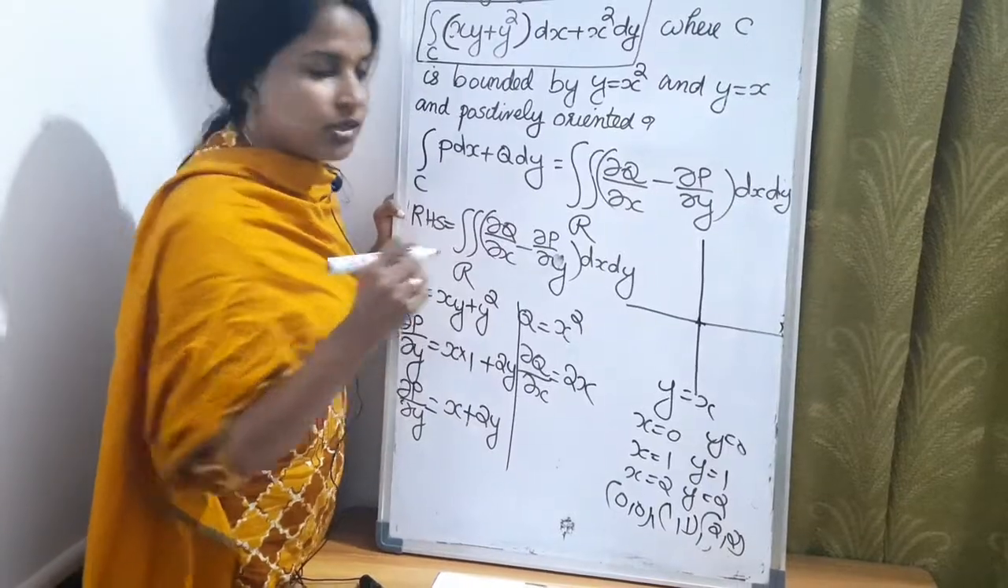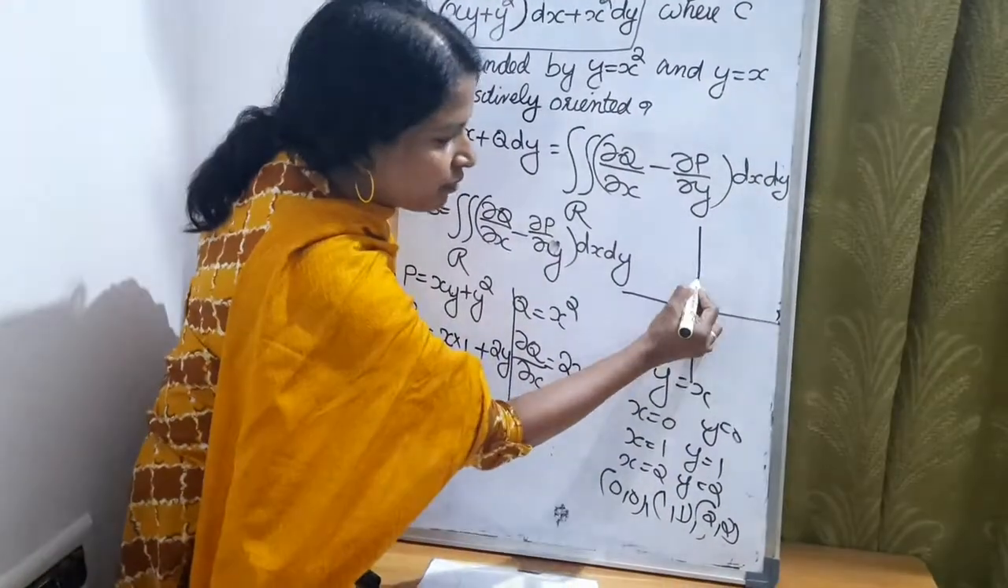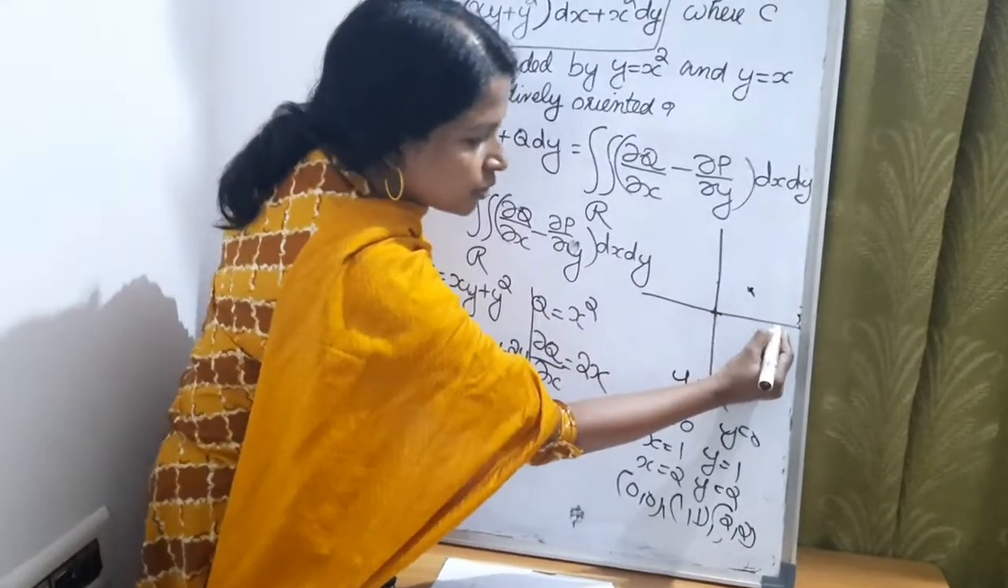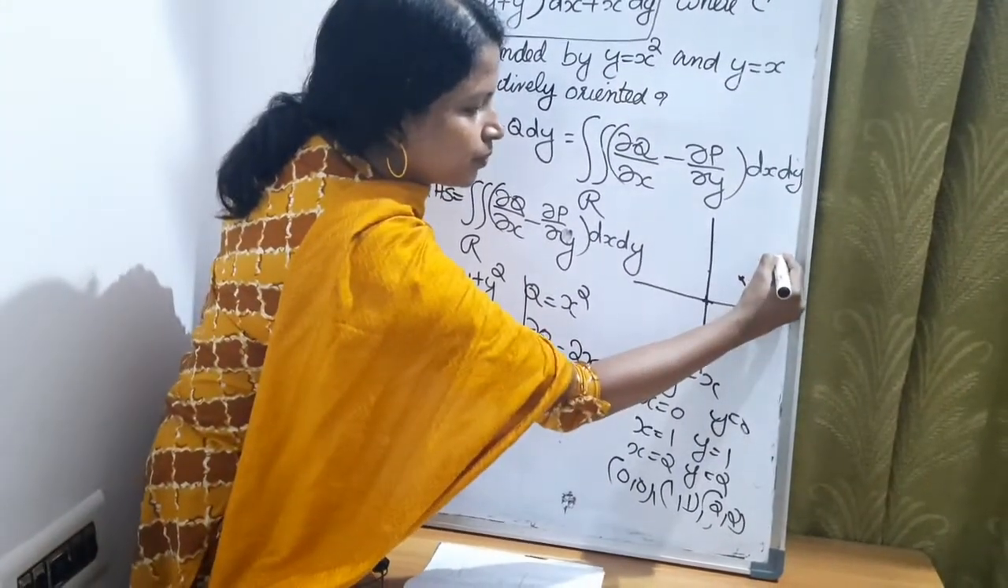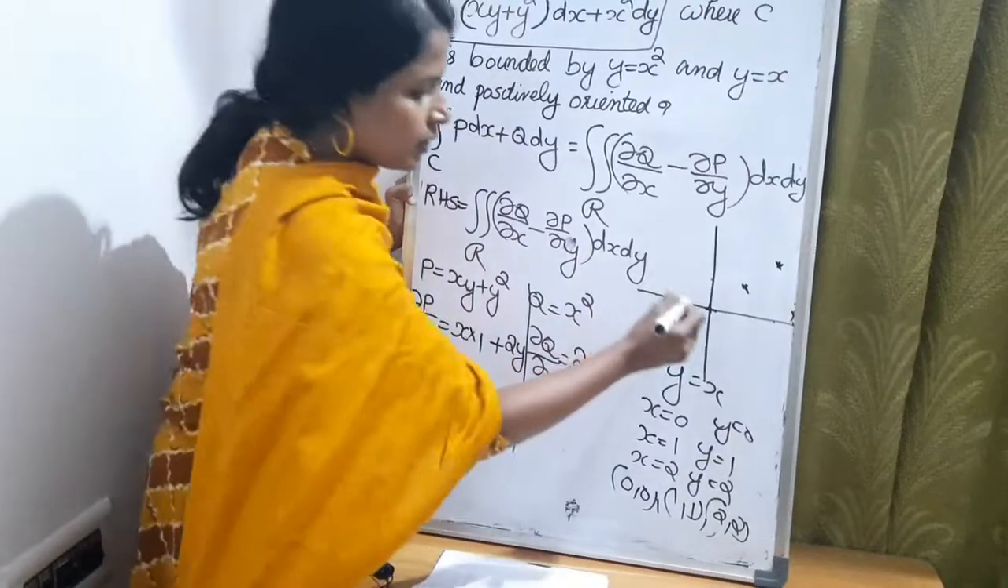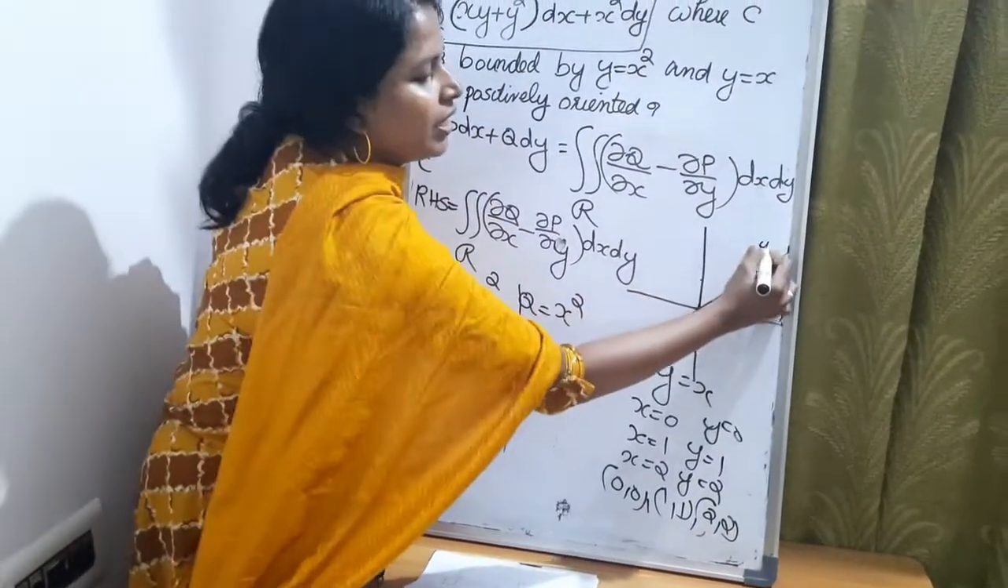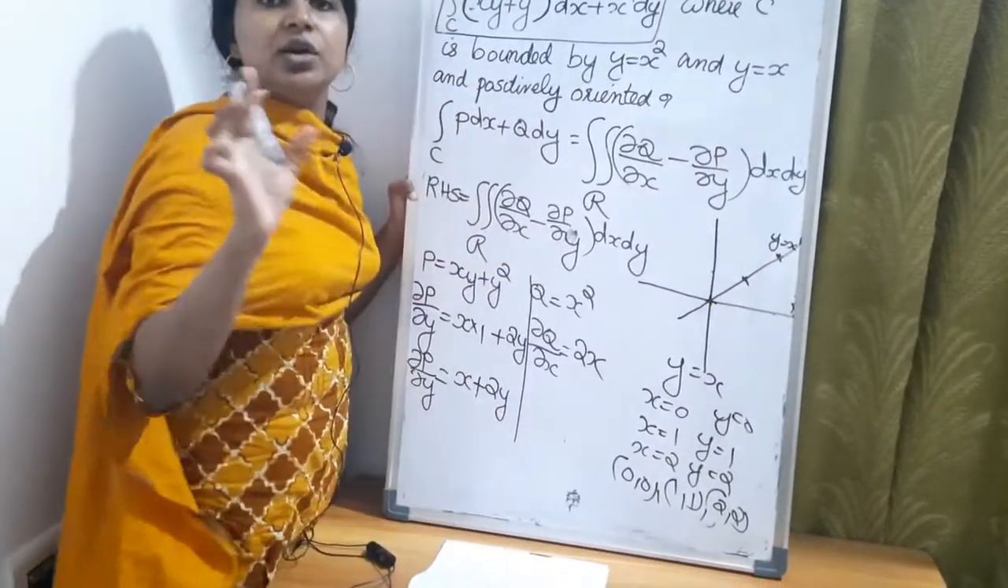This point is (0,0), the origin. The next point is (1,1). The next point is (2,2). So this line is y equal to x.